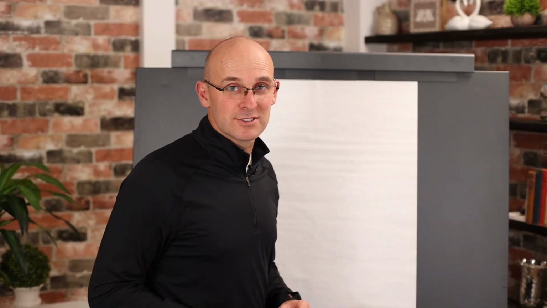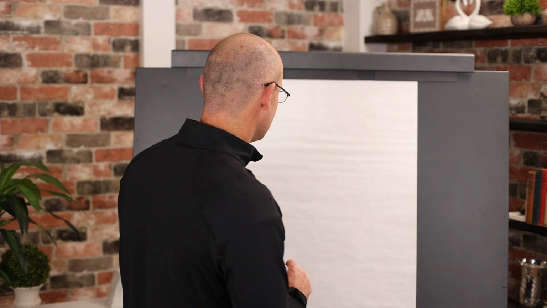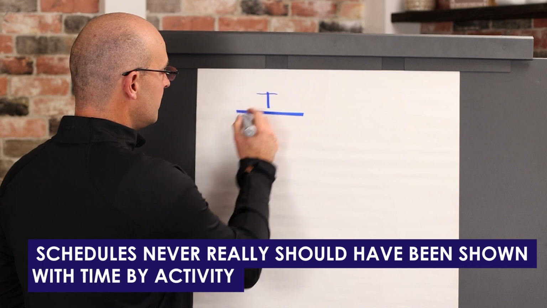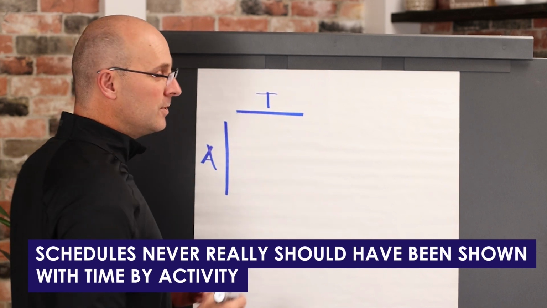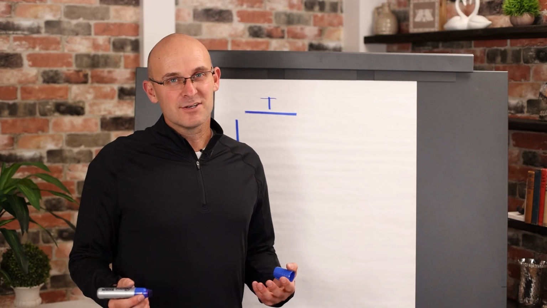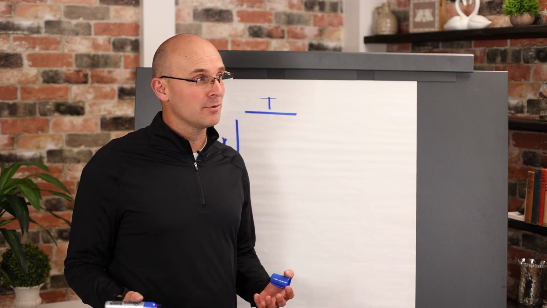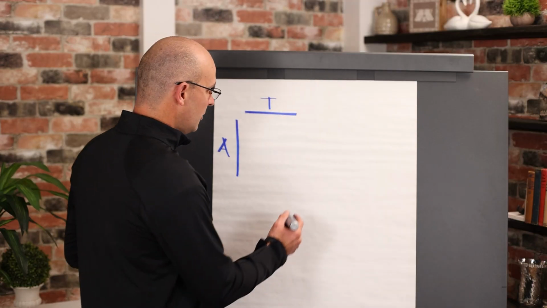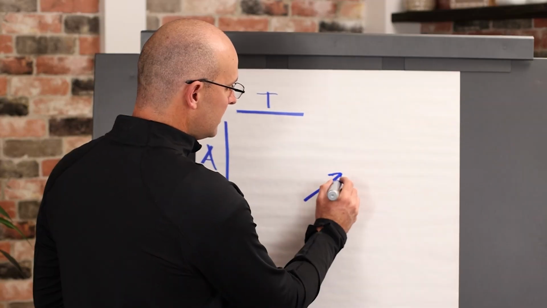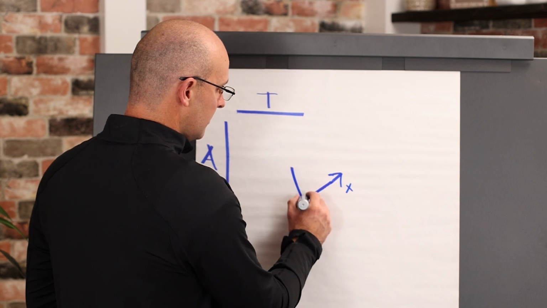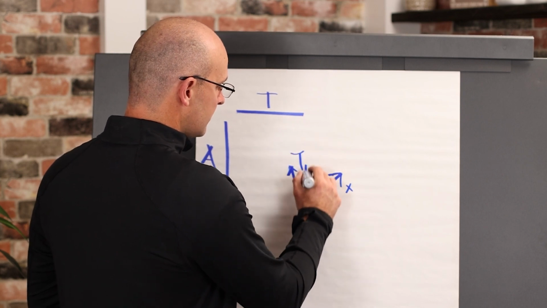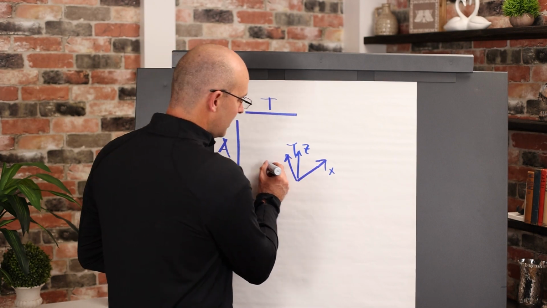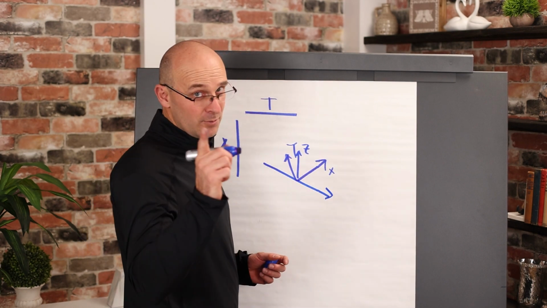So this is really cool stuff. I totally geek out when I see stuff like this. But schedules never really should have been shown with time by activity. That really doesn't tell us anything. It doesn't allow us to visualize things, and it doesn't really help us to manage a construction project on a schedule. And I'll tell you why. When you think about dimensions, what are the different dimensions? Well, there's X, right? There's Y, and there's Z, okay? Those are three dimensions. What's the fourth dimension? Time. And you would know this if you had watched Interstellar.